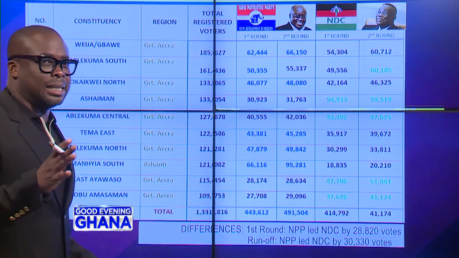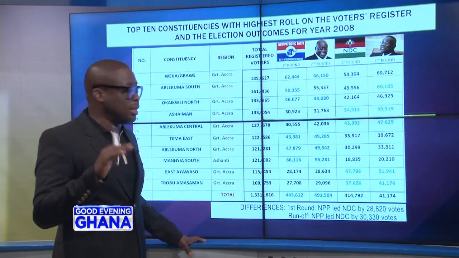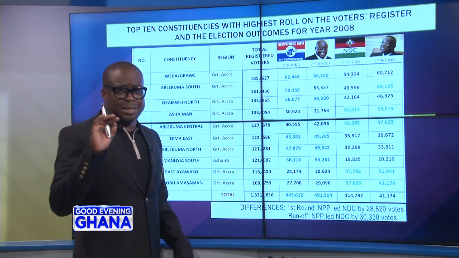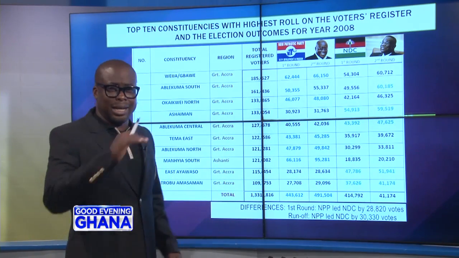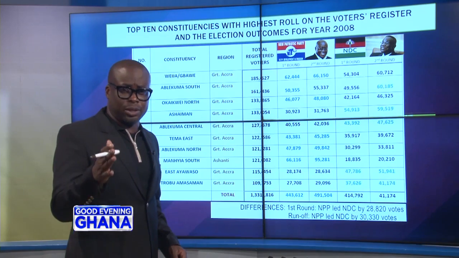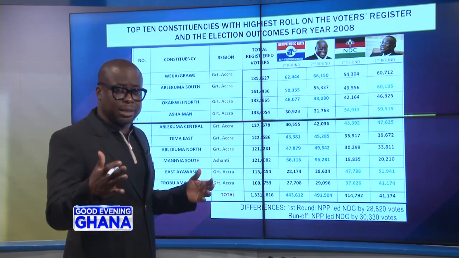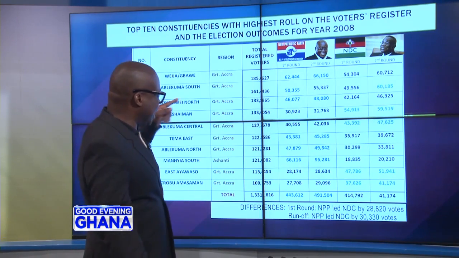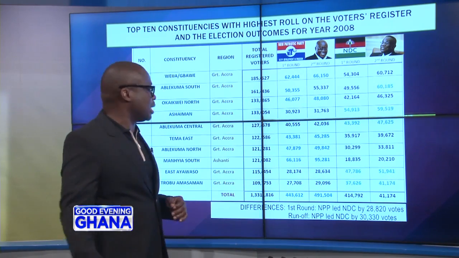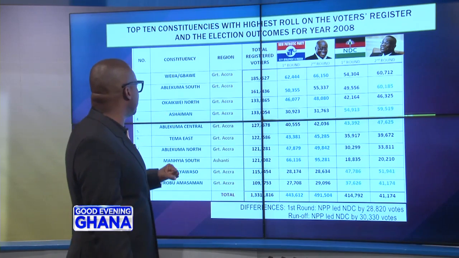So we noticed that in election 2000, John Kufuor won 7 of the top 10. And in election 2004, he won 7 of the top 10, and he was the elected president. NDC won 3 in each case, and they didn't win the election. Election 2008 is a different one. It's significant. So let's see what happens in election 2008.